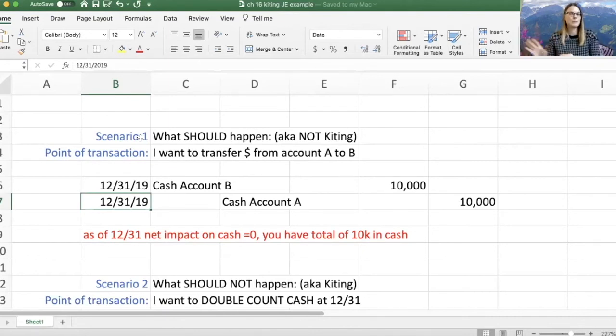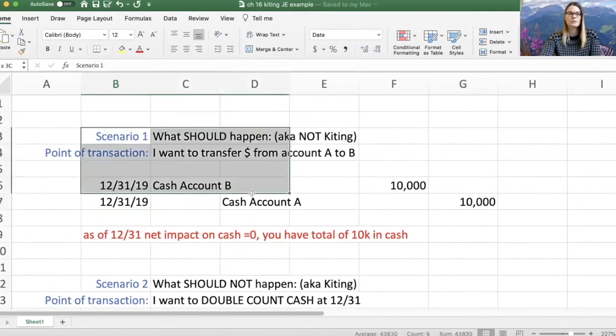But that's for bank purposes, right? And we're not worried about what's happening in terms of the bank's books. I'm worried about what's happening in terms of my books, the company's books. In terms of the company's books, my books should be balanced, right? And in order to do that, I need my debit and my credit to be happening on the same day. So this is what should happen in the perfect world if I'm not a fraudster.